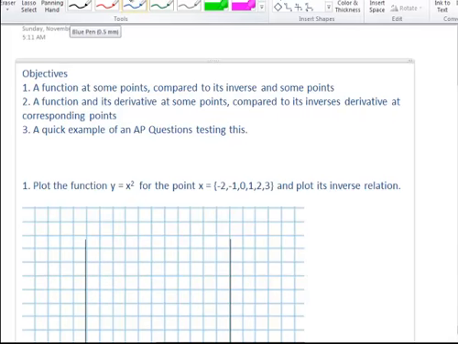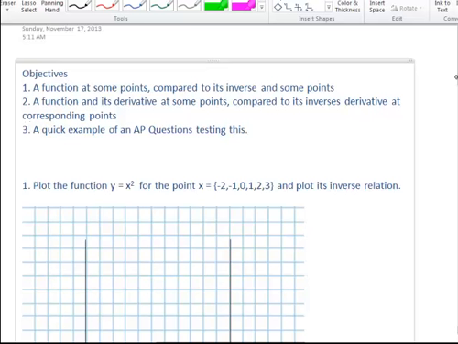In order to do so, I have to take you through a few quick points. We want to first talk about a function at some points compared to its inverse. We want to talk about a function and its derivative at some points, and we want to compare it to what is a known inverse function at its points. And then we want to do a quick example for an AP test, just to show you how these concepts apply.